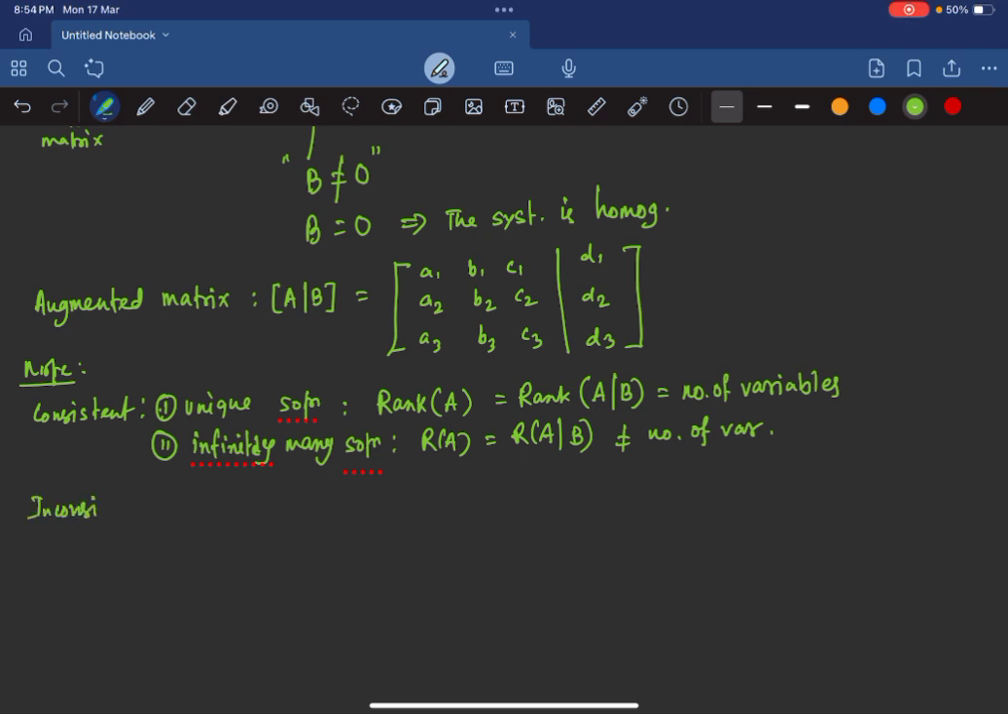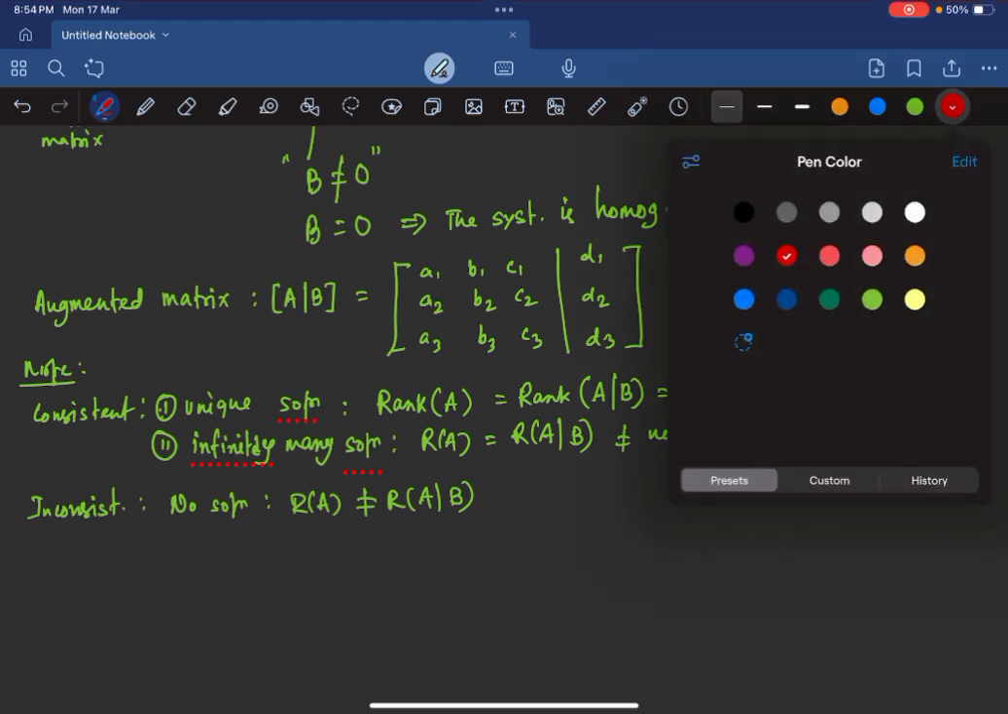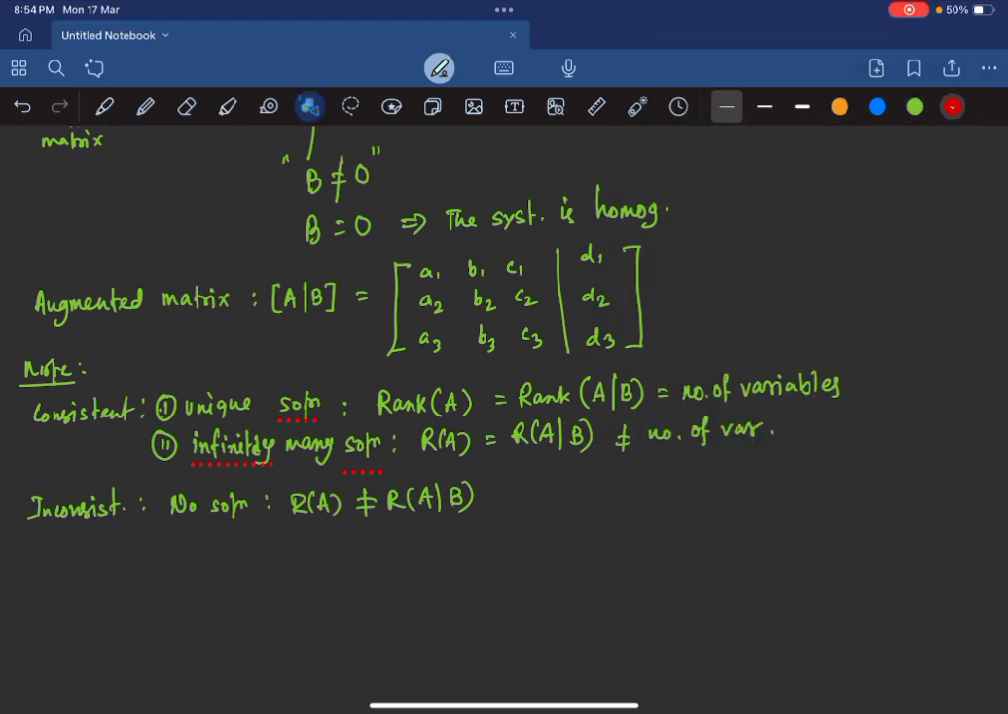And another is inconsistent. So what you have, see, no solution. In that case, the result is rank of A is not equal to rank of A augmented B. Now this is the important result, you should be knowing it. Now you can make this one as a note.